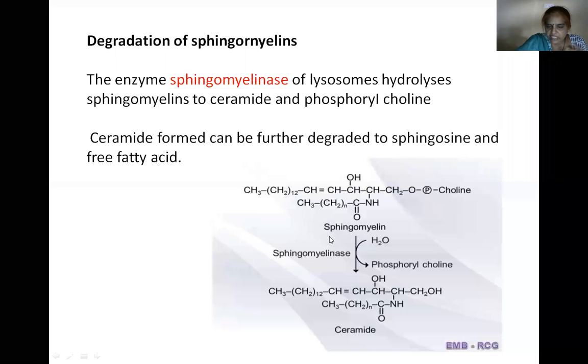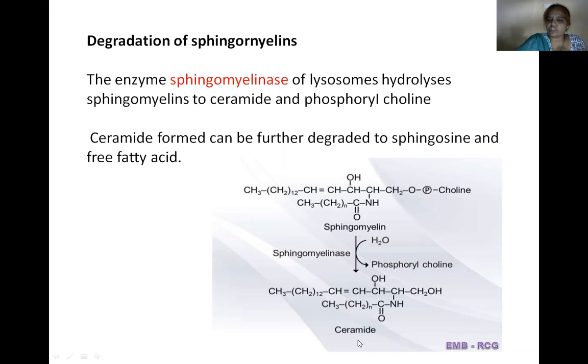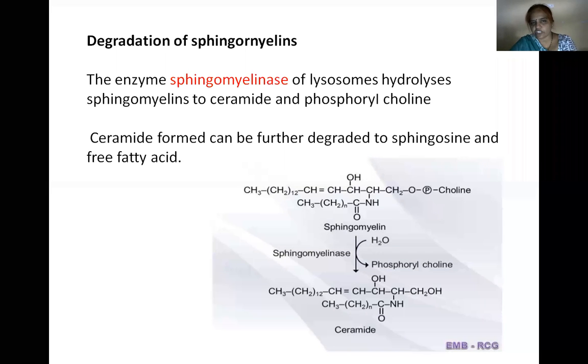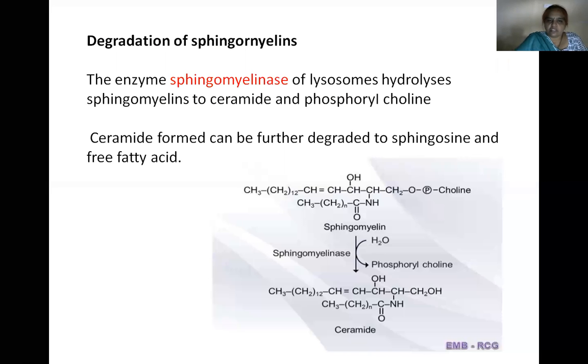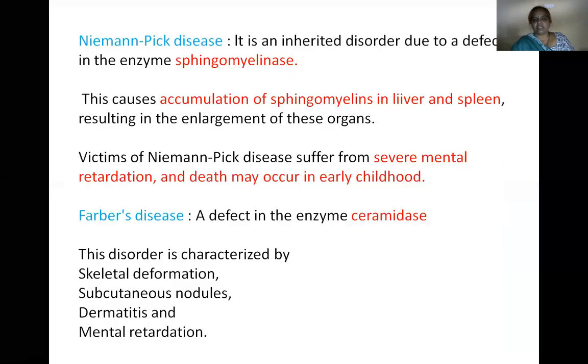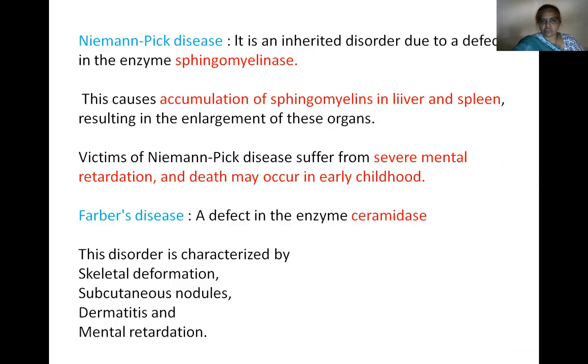So sphingomyelinase acts upon the sphingomyelin, producing phosphoryl choline and ceramide. This ceramide can be further degraded to produce sphingosine and free fatty acid. So what are the abnormalities of the sphingomyelins? They are Niemann-Pick disease and Fabry disease.